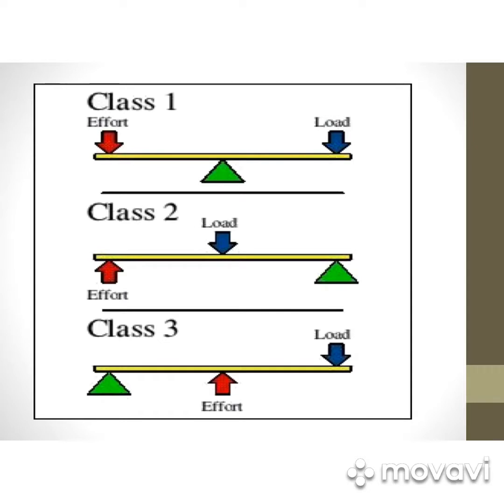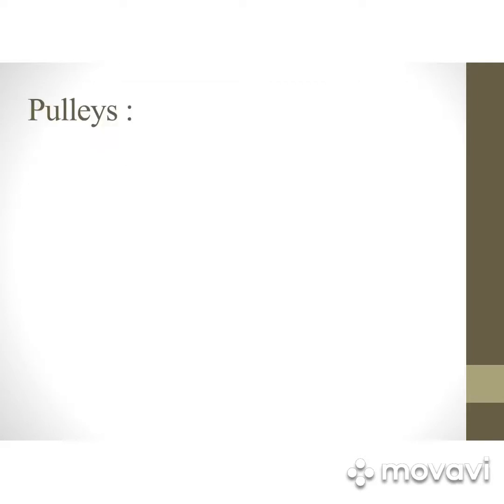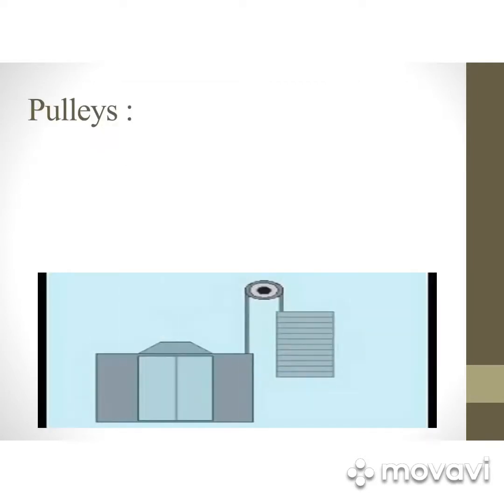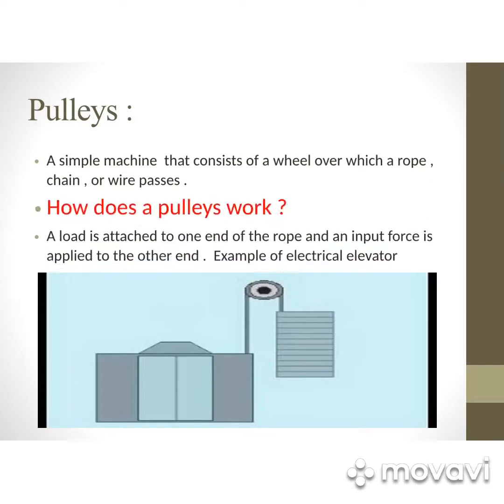Okay, let's move on. Second types of simple machines, which is a pulley. A simple machine that consists of a wheel over which a rope, chain, or wire passes, and basically this is how it is made. How do pulleys work?